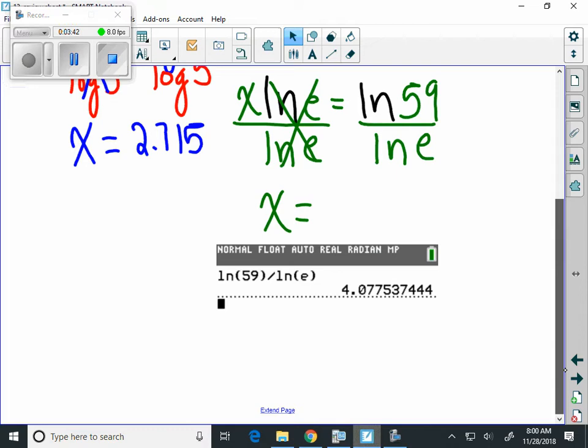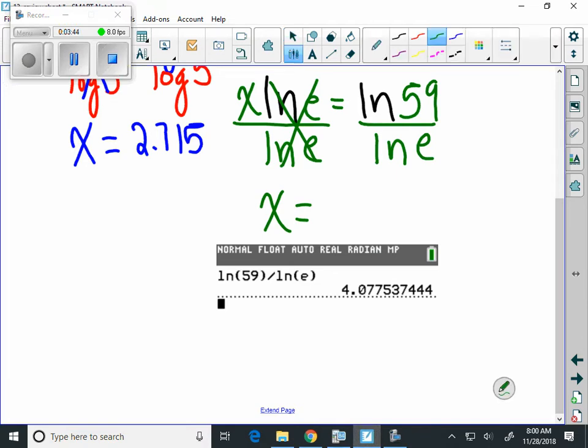And once again, we have to round to the nearest thousandth, so we're going to look at this 5 here. Since it's 5, we're going to round that second 7 up to an 8, and we get 4.078.